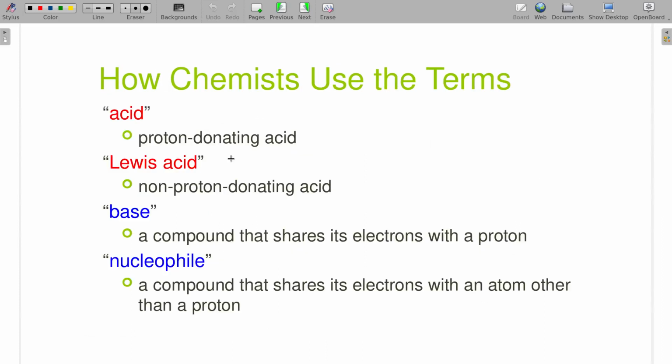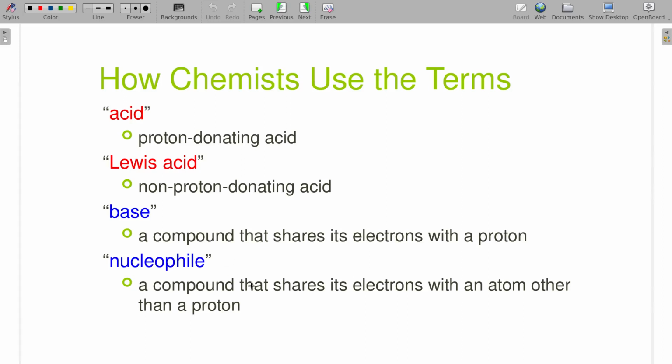All right. When we use our terms, acid and base do get used, and they typically mean the exact same thing as they did in General Chemistry 1, 2, and even Intro. An acid is something that donates a proton, and a base is something that accepts the proton. When you have an acid that neutralizes a base but doesn't actually use protons, we will specifically call it a Lewis acid. Now, something we're going to add to this is the term nucleophile.